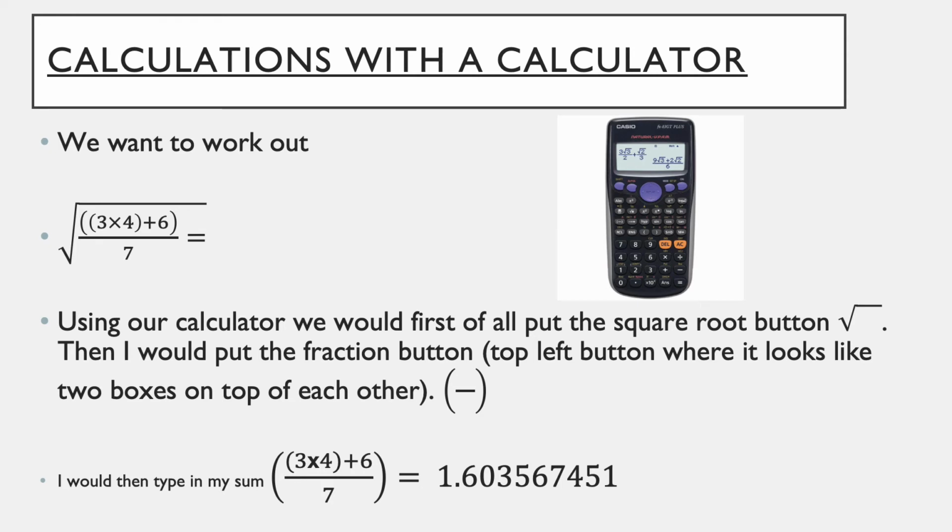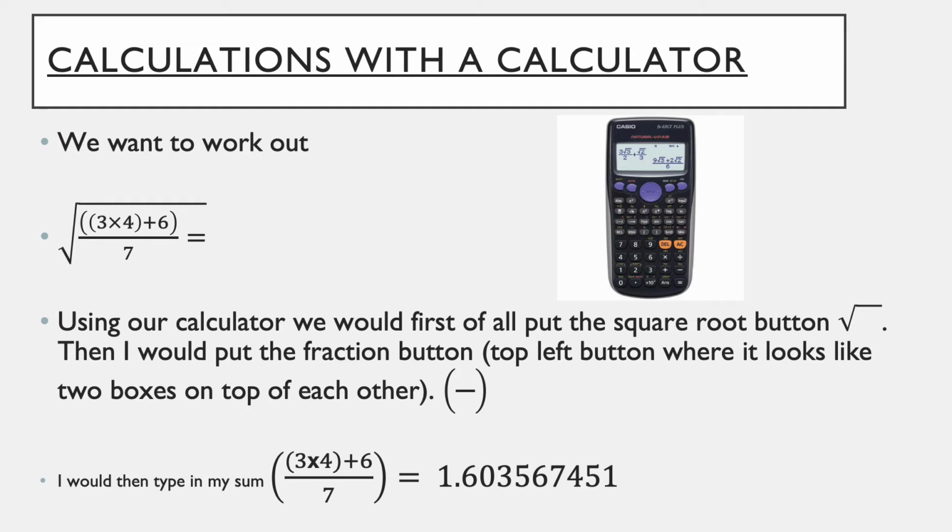Example one: calculations with a calculator. We want to work out the square root of 3 times 4 plus 6 divided by 7. Using our calculator, we press the square root button, which is that button there. Then I would put in a fraction button. The fraction button is the one with the two boxes, which is that one there. The square root button might be a bit hard to see. Square root is that one there. Then I'd put in my numbers.